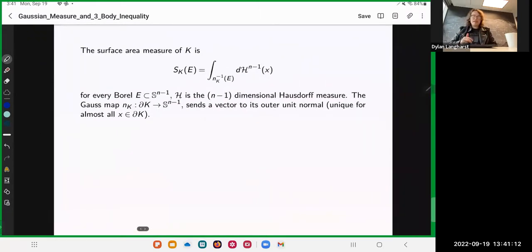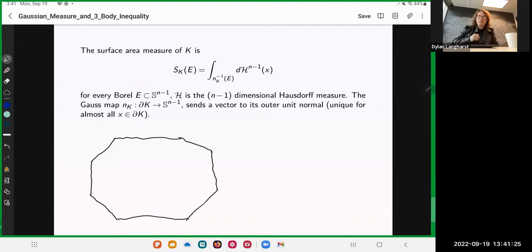So here's the explicit definition. I have the text up, but don't read the text. What we're going to do is make a polytope. I can draw. And so here's my polytope. Now let's say I label the faces. This face has outer unit normal U1, U2, U3, U4, U5, U6, U7, and U8.